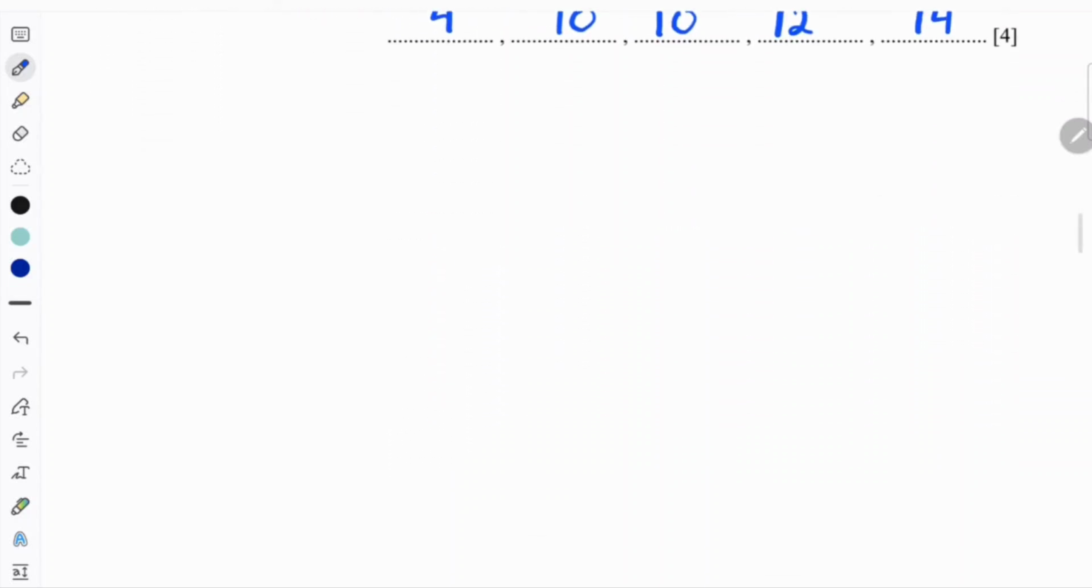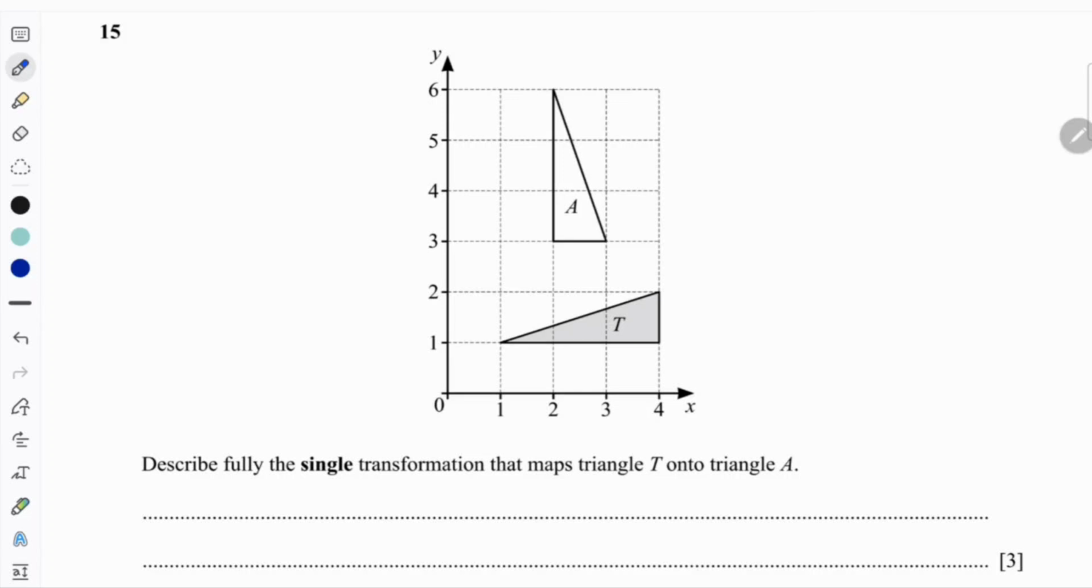Okay. For this question, easily we can see: describe fully the single transformation that maps triangle T onto triangle A. Your object is triangle T and your image is triangle A, and it's rotating clockwise. So rotation clockwise.